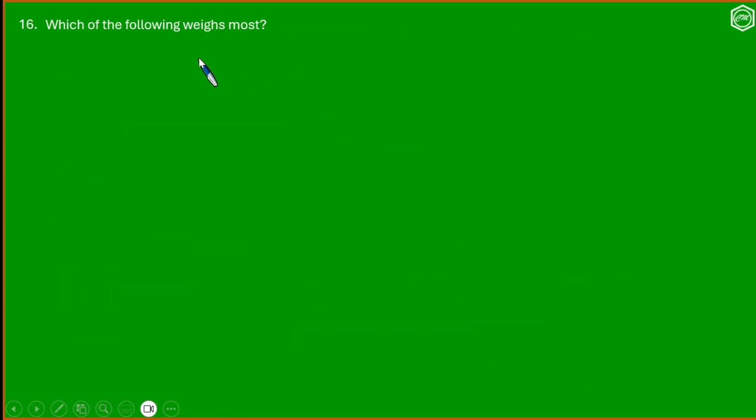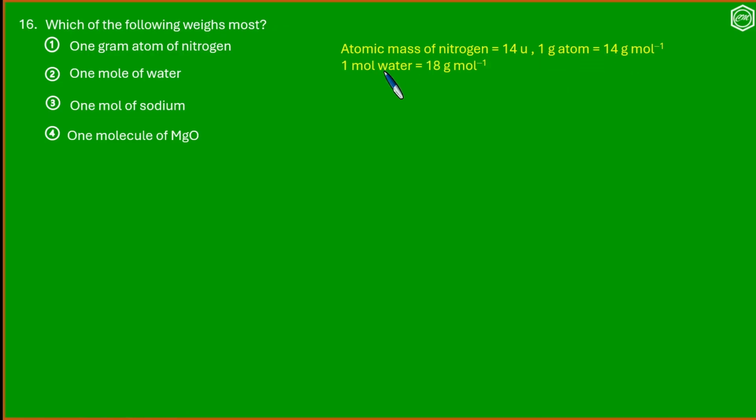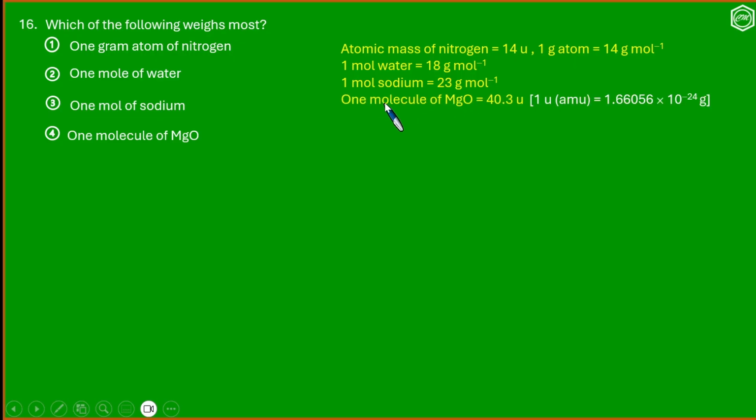Which of the following weighs most? 1 gram atom of nitrogen, 1 mole of water, 1 mole of sodium, 1 molecule of magnesium oxide. We have to find the masses of each. Atomic mass of nitrogen is 14 u, therefore 1 gram atom of nitrogen will be 14 gram per mole. Then 1 mole of water is 18 gram per mole, 1 mole of sodium, atomic mass 23, that is 23 gram per mole.